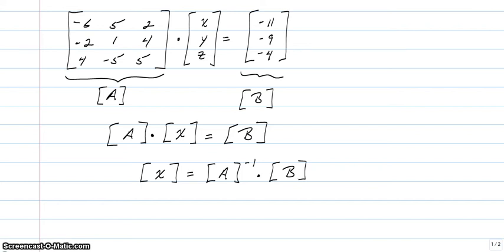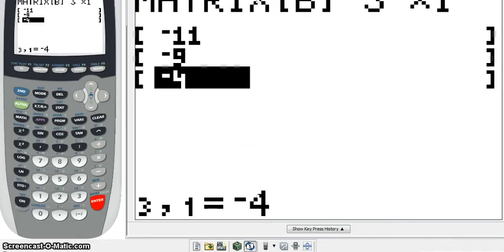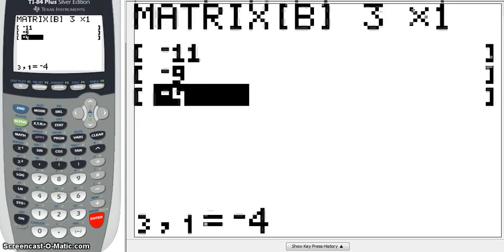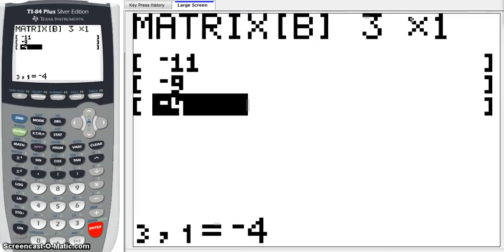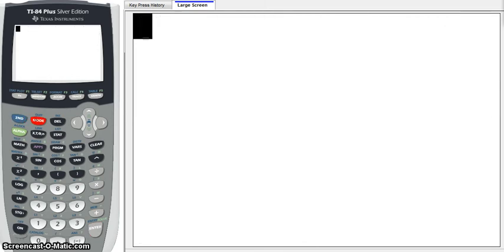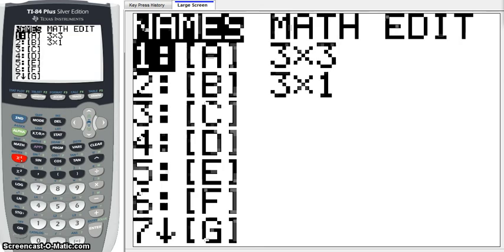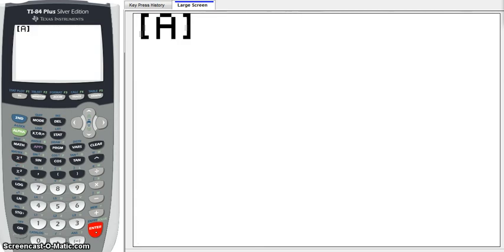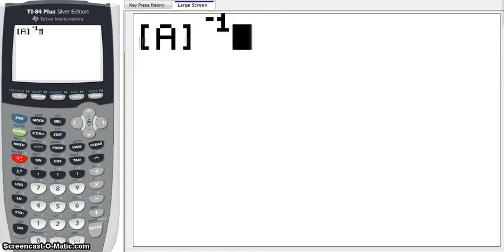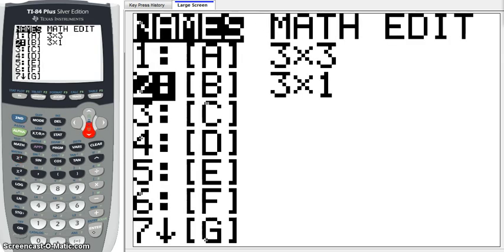All right, so if we go back over to our calculator, let's see what this looks like on the calculator. So we've got our matrix A and matrix B inserted. Go back to your home screen. You're going to call up matrix A. So hit second matrix, call up matrix A. We're going to raise it to the -1 power. So we're going to use this little x to the -1 button. That raises it to the -1 power. And then we're going to multiply it by second matrix, we'll say matrix B.